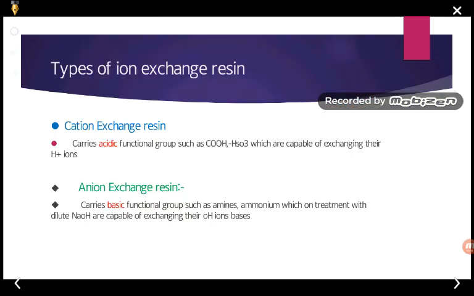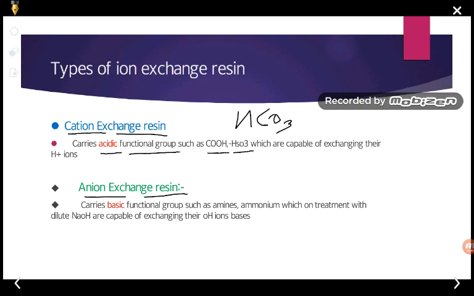The demineralization process is mainly used for preparing water to be used for industrial purposes. So the demineralization process is utilized for industrial processes, and the types of ion exchange resin are of two types, that is cation exchange resin as well as anion exchange resin.